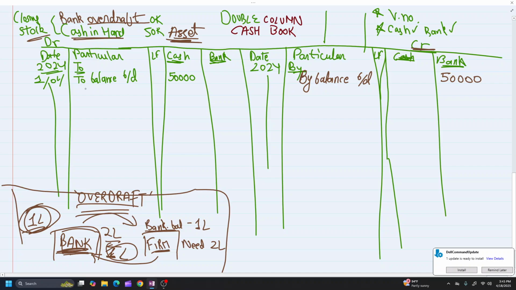So you can see, "to balance brought down" and "by balance brought down". These will be the questions coming to you. This is something you can get very easily in your examination. The first line can be bank overdraft, cash in hand. Anyway, first of all they will give you the closing stock and they will give you the balances only. Okay, so this much is also understood.